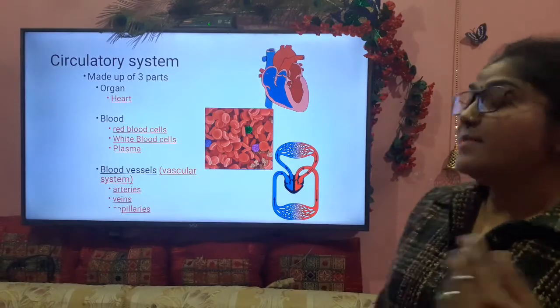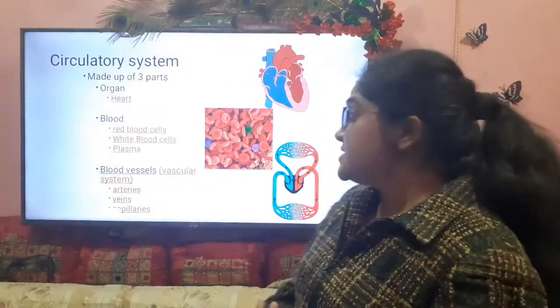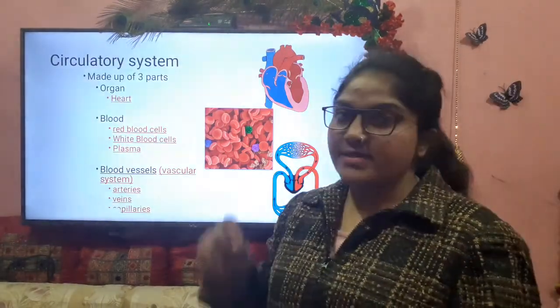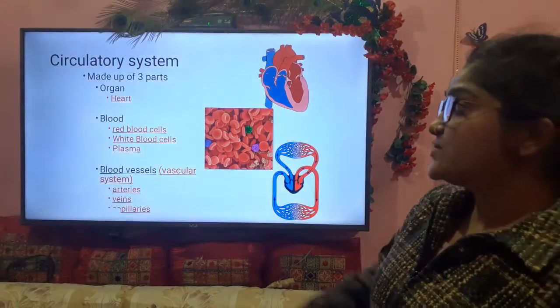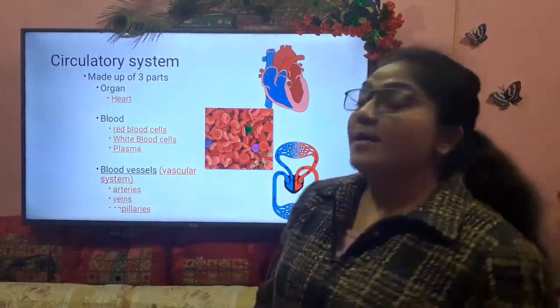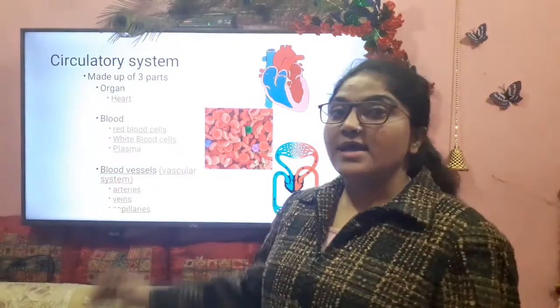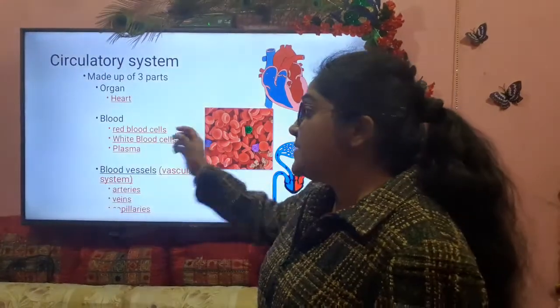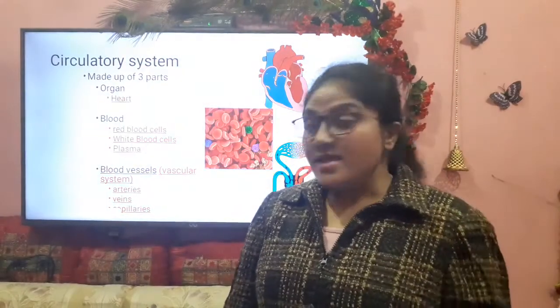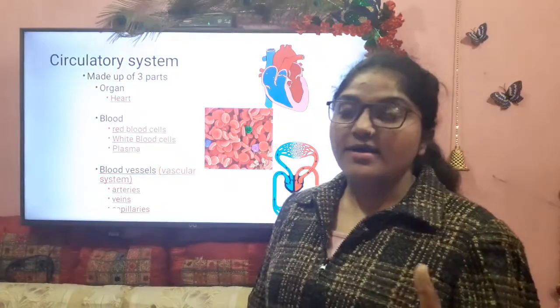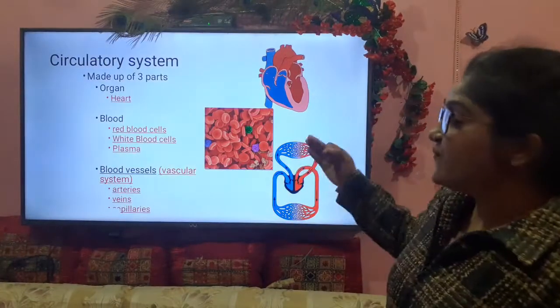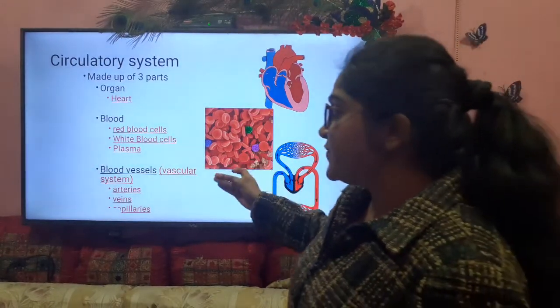Circulatory systems are made up of three parts: organs, blood and blood vessels. The main organ helping in the circulatory system is the heart. Blood is divided into three parts: RBC, WBC and plasma. Blood vessels form the vascular system, which is further divided into three parts: arteries, veins and capillaries.